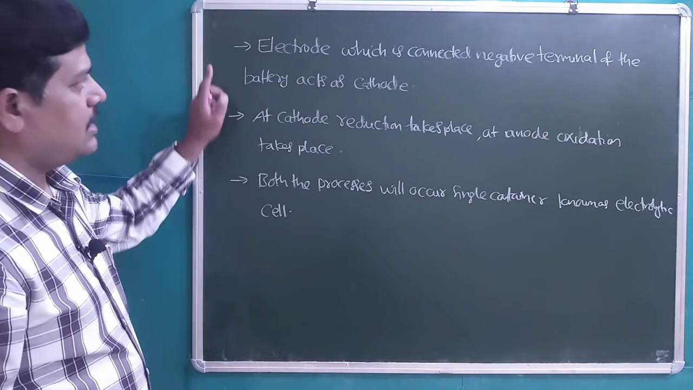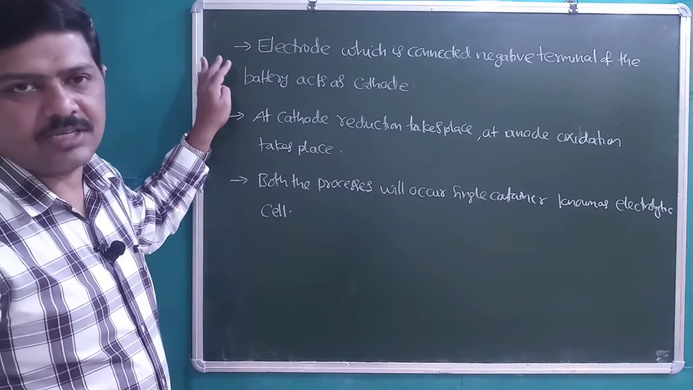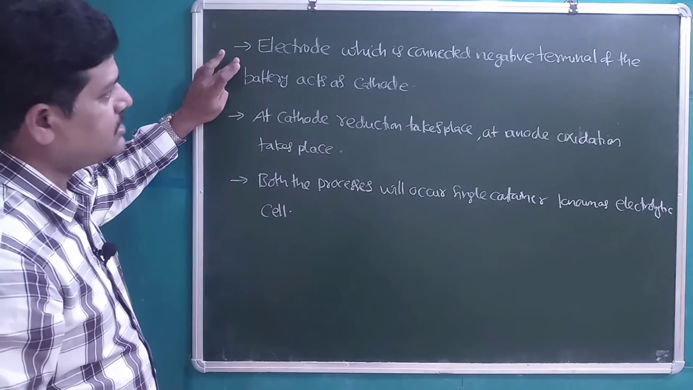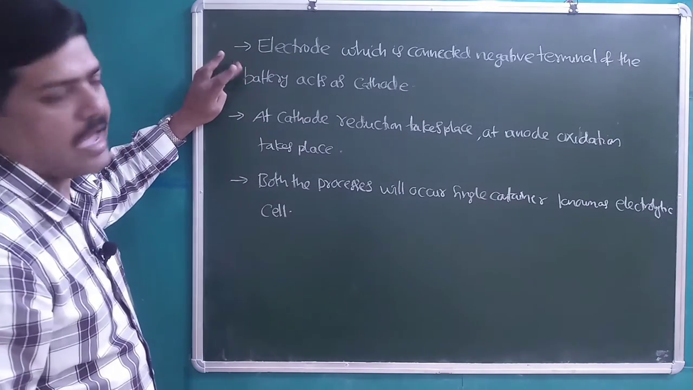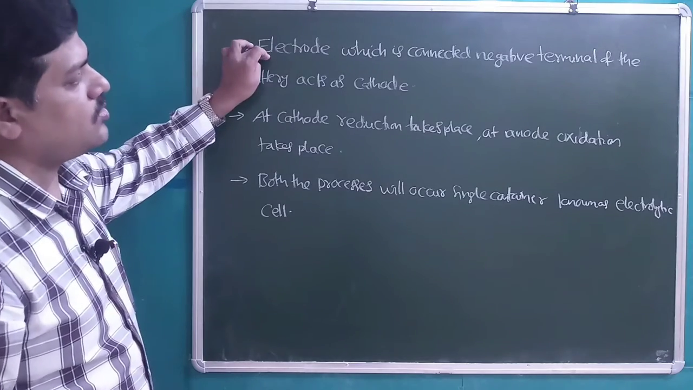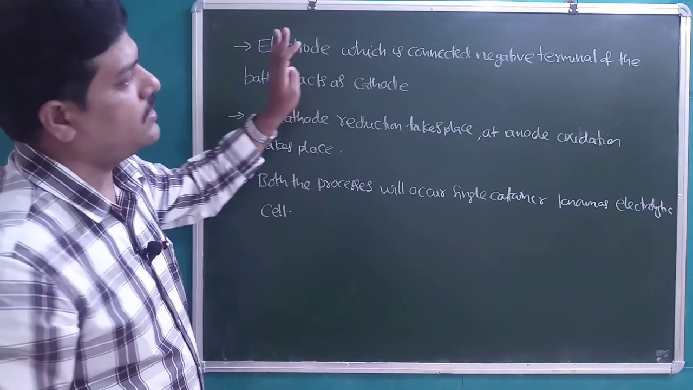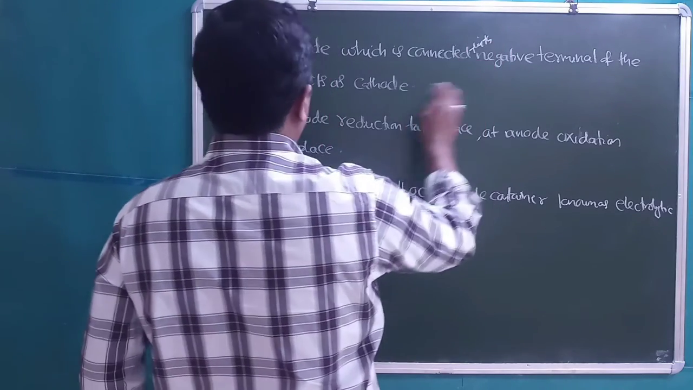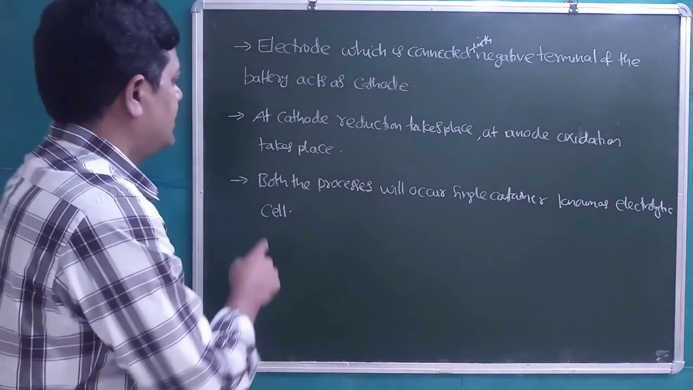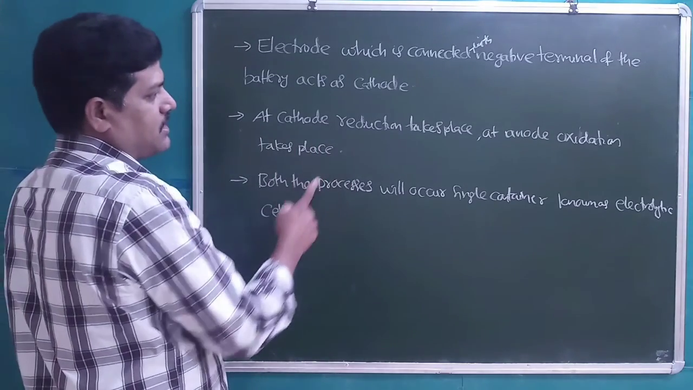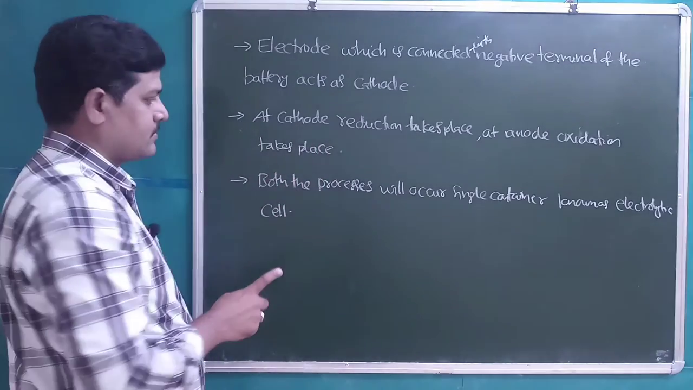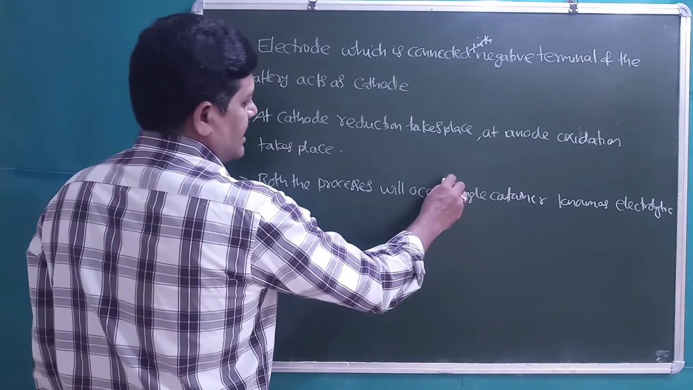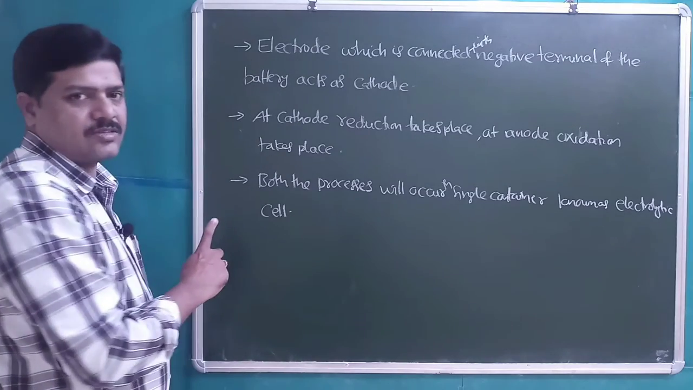And students, the electrode which is connected with the positive terminal of the battery acts as the anode, not the cathode. The electrode which is connected with the negative terminal of the battery acts as the cathode. At the cathode, reduction takes place. At the anode, oxidation takes place. Both the processes occur in a single container known as an electrolytic cell.